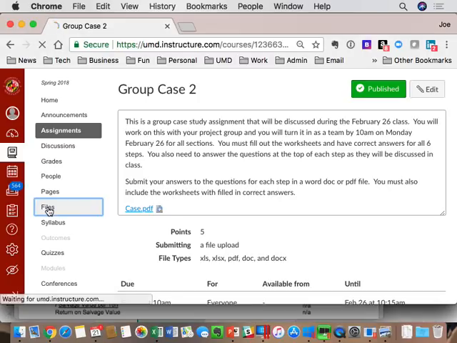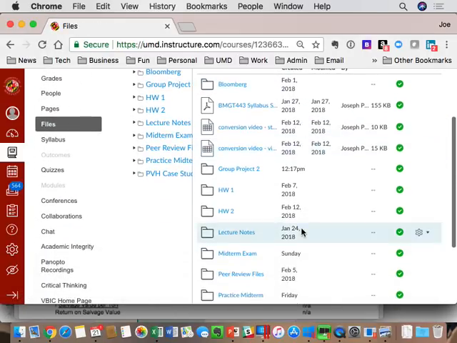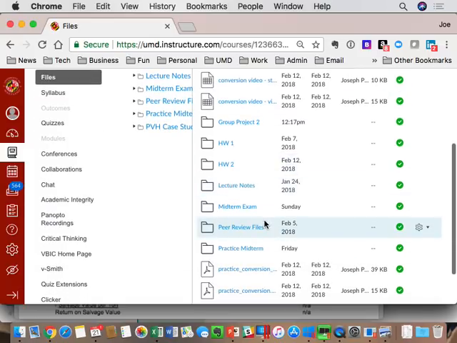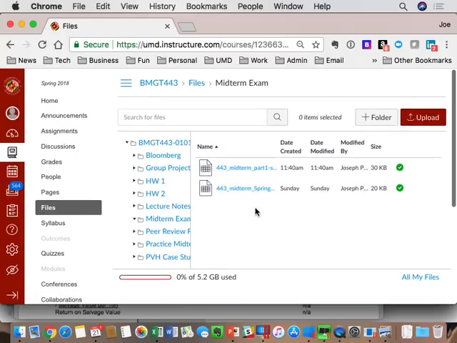In the File section of Bloomberg, or of Canvas, I have a folder called Midterm Exam, which is now available. And in this folder is the midterm solution. So unless there are any specific questions about the midterm, basically the solution file is there. You can look at that, and then feel free to ask me questions.